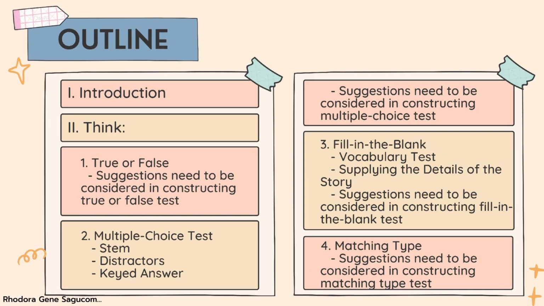Outline. Under this section are the topics that we will be discussing today. It actually shows the flow of our discussion. So first is the introduction. Next is think, or the part where we will be tackling each type of objective test, which is the true or false, multiple choice test, fill in the blank, and matching type. Here we will know what they are and how to make them. So please listen carefully as we start our discussion, and hopefully you'll stay with us until the end of this lesson.